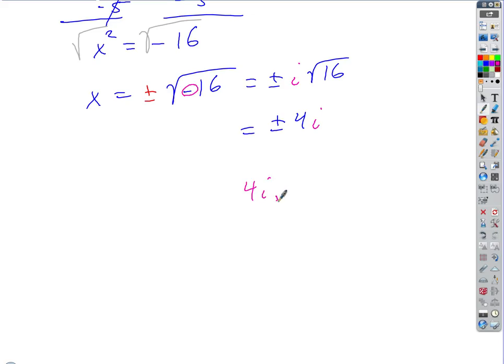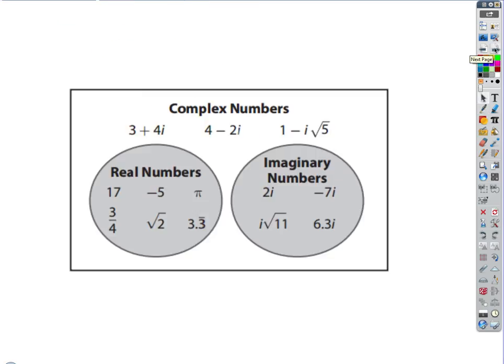4i, comma, negative 4i. That's it. Okay? Questions? Okay? One more of those. And just a quick reminder, remember we looked at this? Just a quick reminder about these complex numbers, what we're dealing with here.